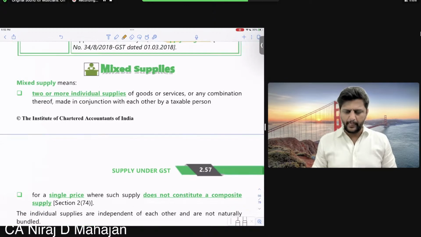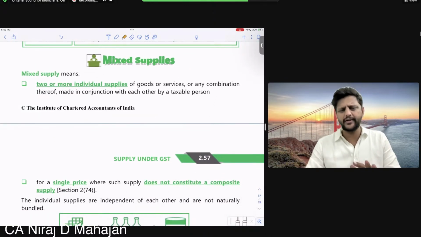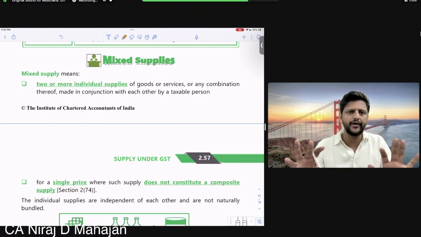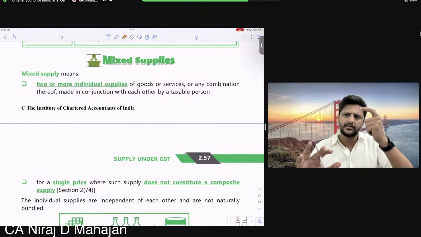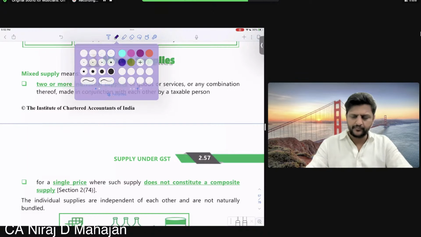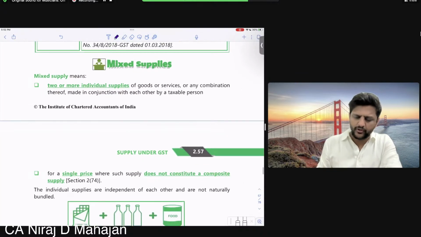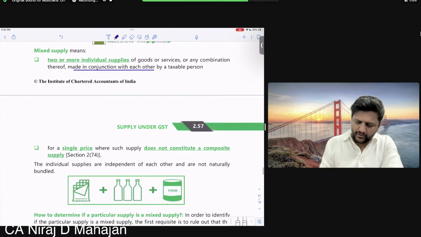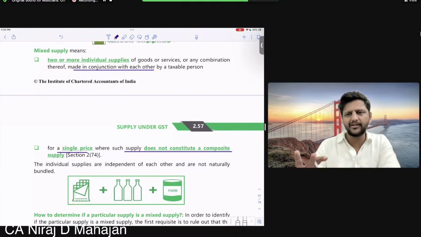Mixed supplies means they are not naturally bundled together, they are brought together. Which rate of tax? Highest rate of tax. Whatever those 2, 3, 4 items are provided, amongst them whoever has the highest rate of tax will be applicable on the entire supply in case of mixed supplies. Clear? So two or more individual supplies of goods or services, or any combination thereof, made in conjunction with each other for a single price, where such supply is not a composite supply. So simple definition: mixed supply but not a composite supply.